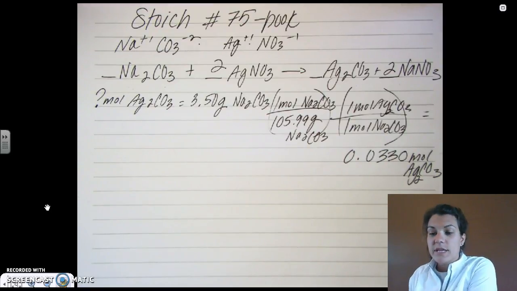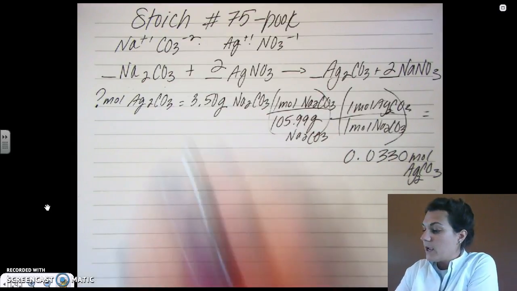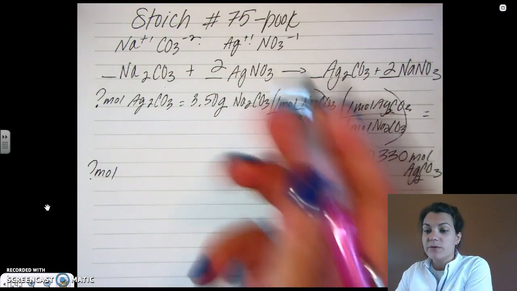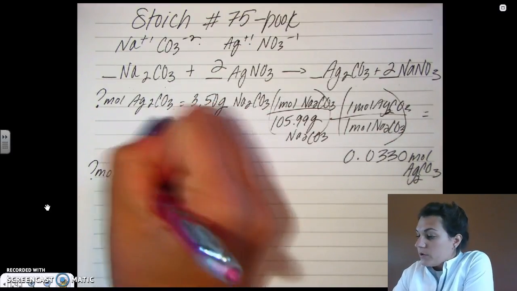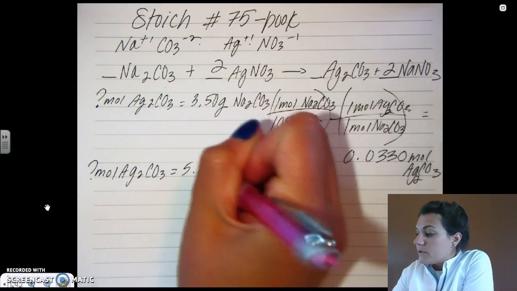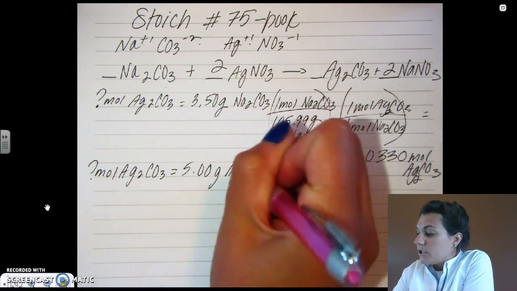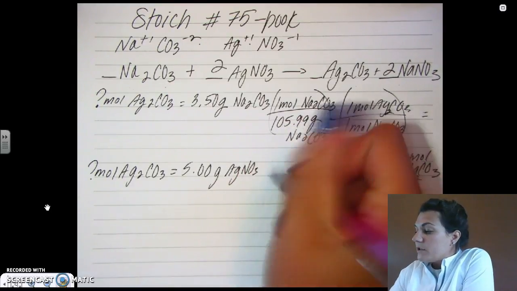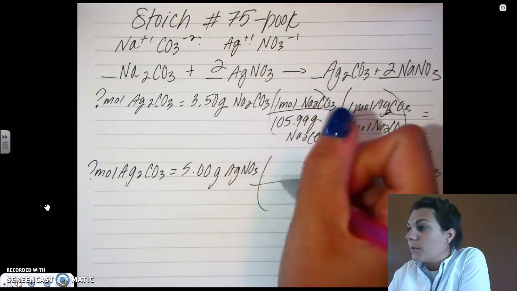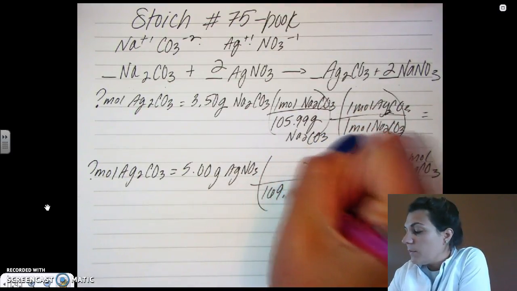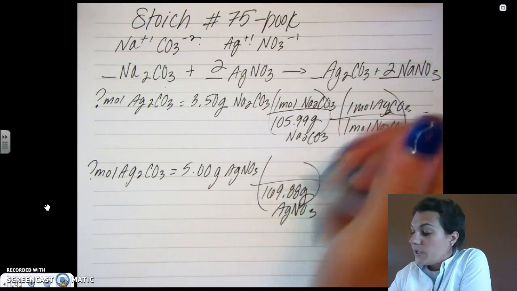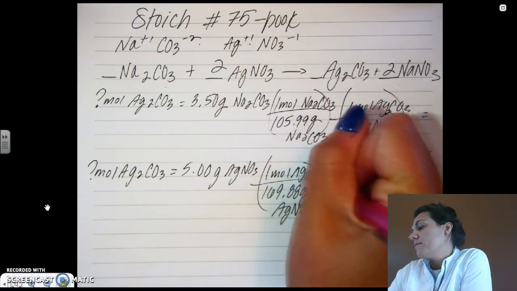Okay, and then I have to do the same thing with my other reactant. So I have to say question mark moles, and I have to convert to the same product, because if I convert to a different one, I'm changing my variable and I don't want to do that. So Ag2CO3 is equal to the 5 grams of silver nitrate. Okay, and if I was using my periodic table to figure out silver nitrate's molar mass, it would be somewhere along the lines of 169.88 grams of silver nitrate. And that's for 1 mole of silver nitrate.